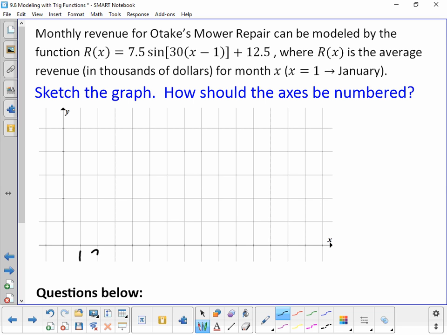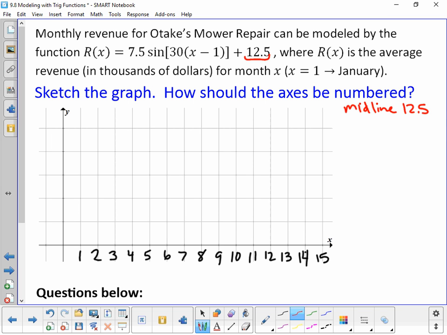Well, it looks to me like our x-axis can just be numbered with whole numbers here, 1 through until we run out of space, and each of these represents the next month. And so 13, of course, since December would be 12, 13 would represent the next January, 14 would represent the next February, and so forth. Okay, well, if we're going to sketch this graph from the equation, we need to first recognize where our midline is, and our midline is at 12.5.